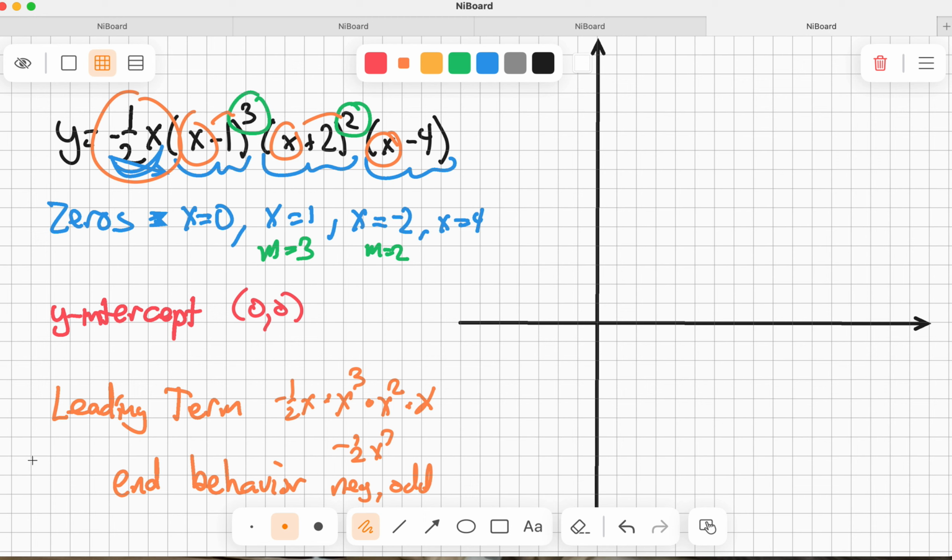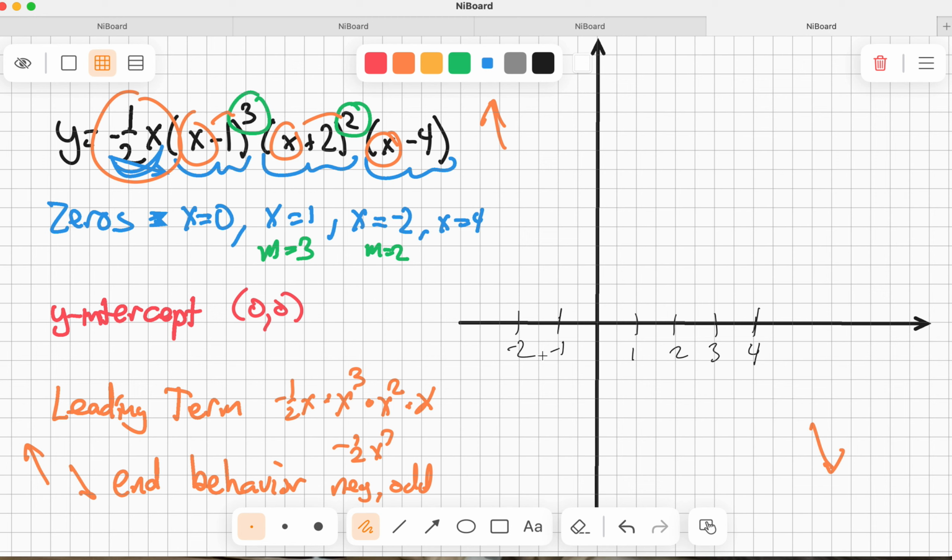So this is again going to be a negative odd. So it's going to have end behavior like a line with a negative slope, going up on this end, down on the other end. So we'll come up here, down here. We get our numbers on our graph. We need to get out to 4, back to negative 2. So we'll go like that.